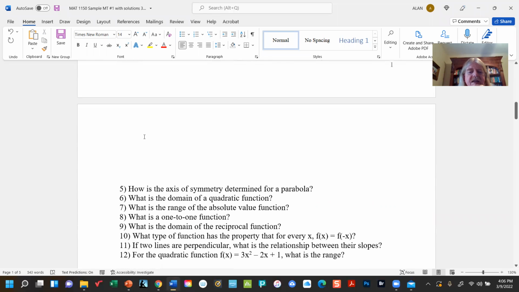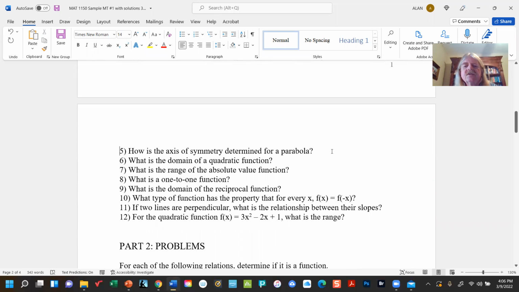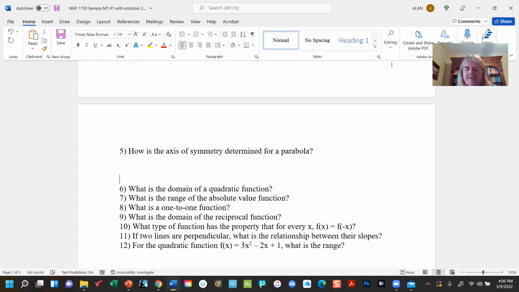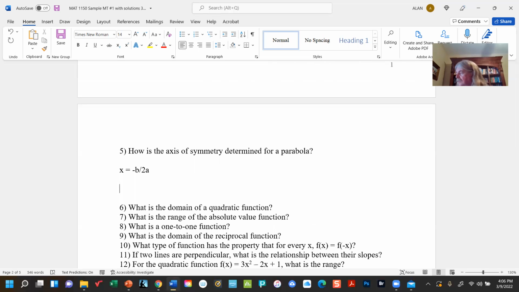All right, then. Now, how's the axis of symmetry defined for a parabola? Well, we just got through seeing plenty of these questions. The axis of symmetry is x equals -b over 2a. Okay. Because that's the x coordinate in the vertex. Beautiful.